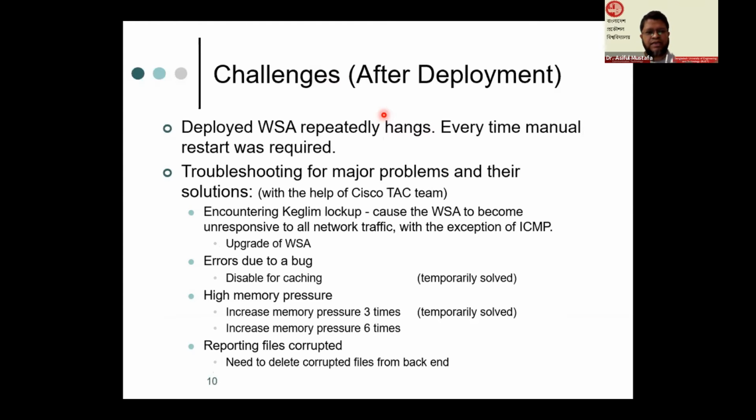Then after the deployment, we had several issues. One of the main issues that we found was that the software of the system, the WSA system, repeatedly hung and became unresponsive. So we had to dig out what happened and why it was happening. Cisco's technical team was involved. It took us, I think, over 3 months to solve all the cases. And after that, we were able to set up the system according to our requirements.